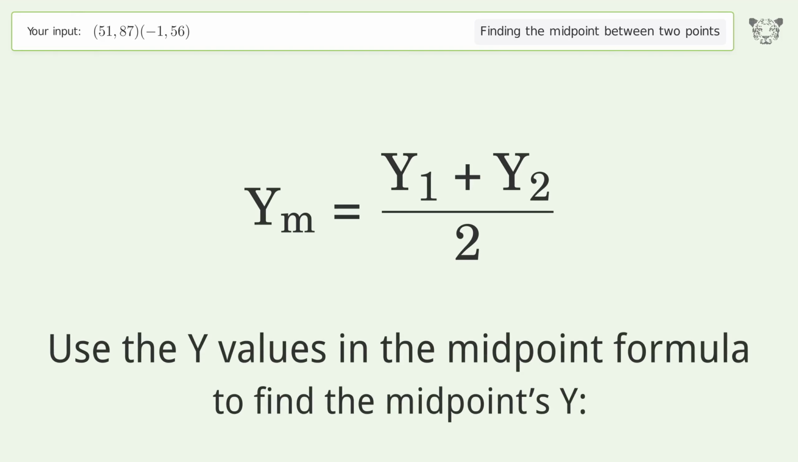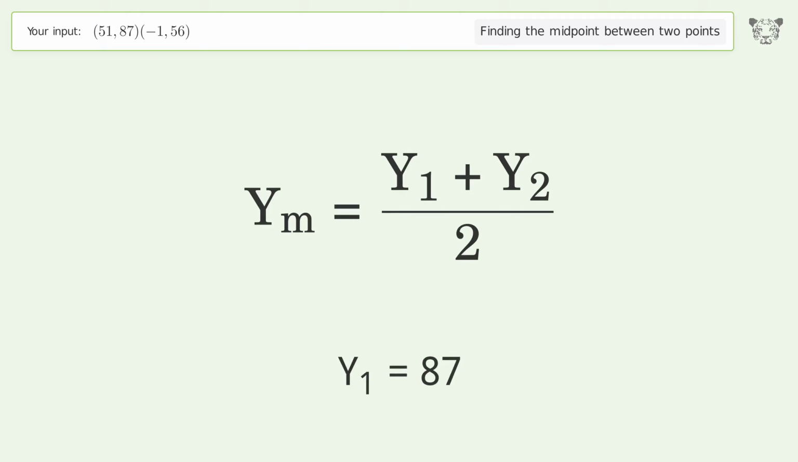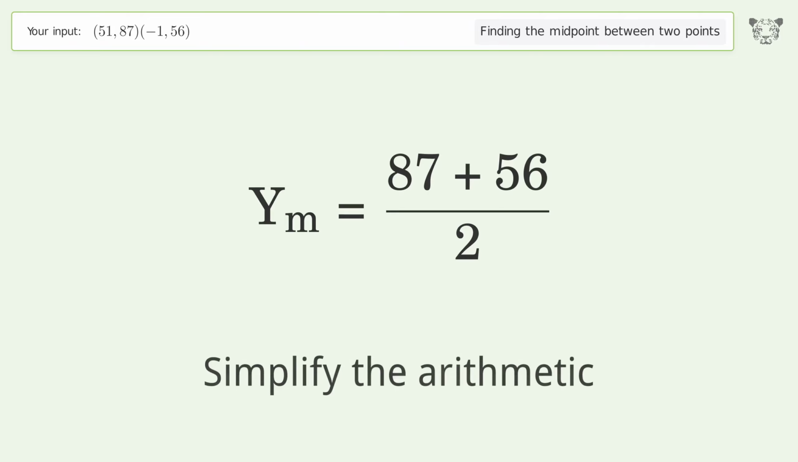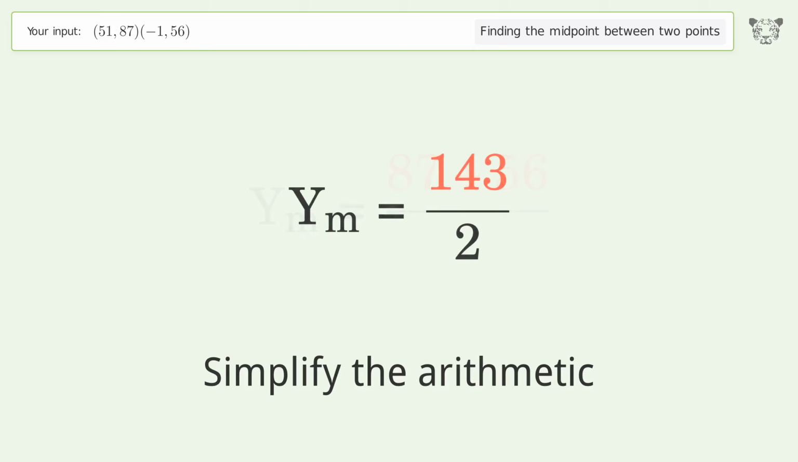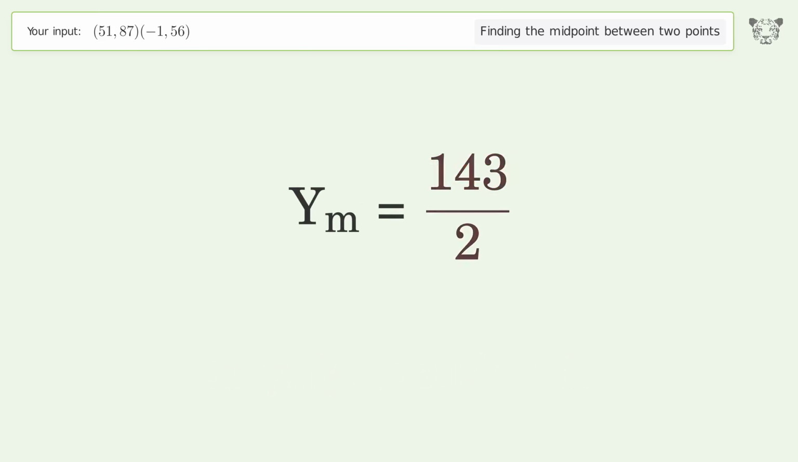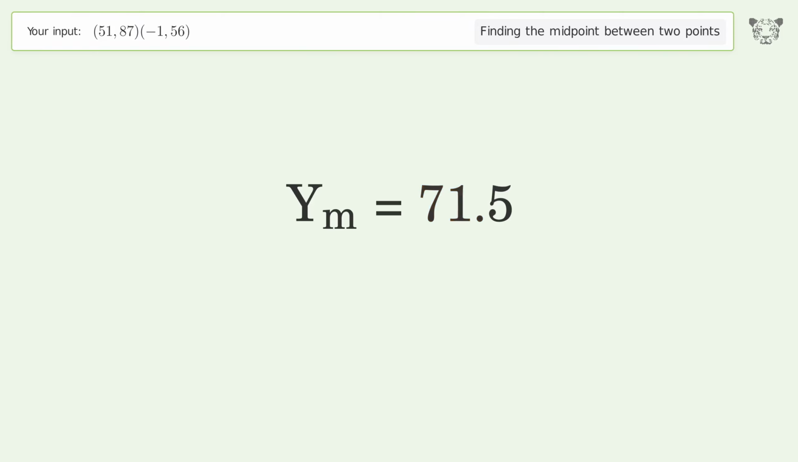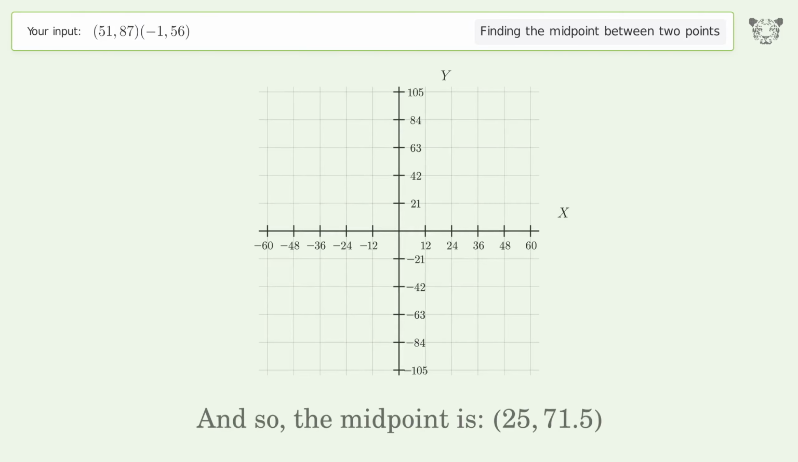Use the y values in the midpoint formula to find the midpoints y. y1 equals 87. y2 equals 56. Simplify the arithmetic. And so, the midpoint is 25, 71.5.